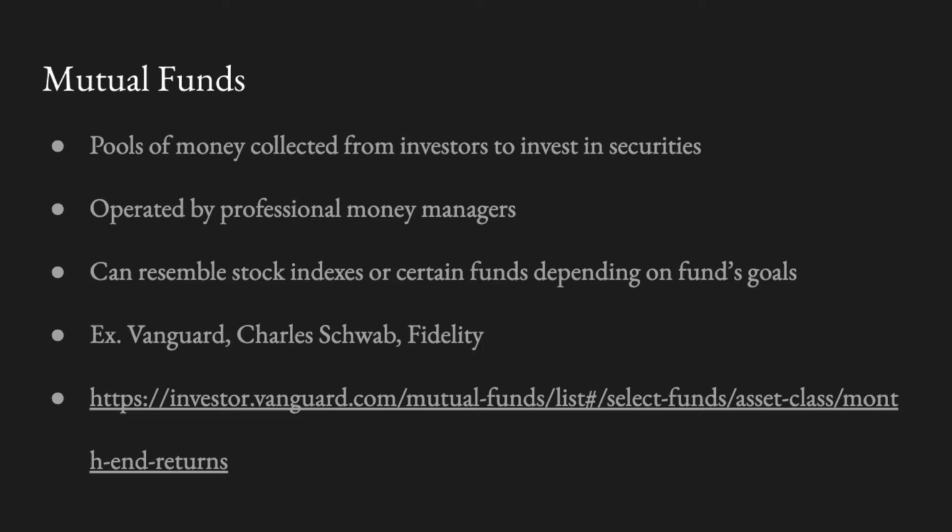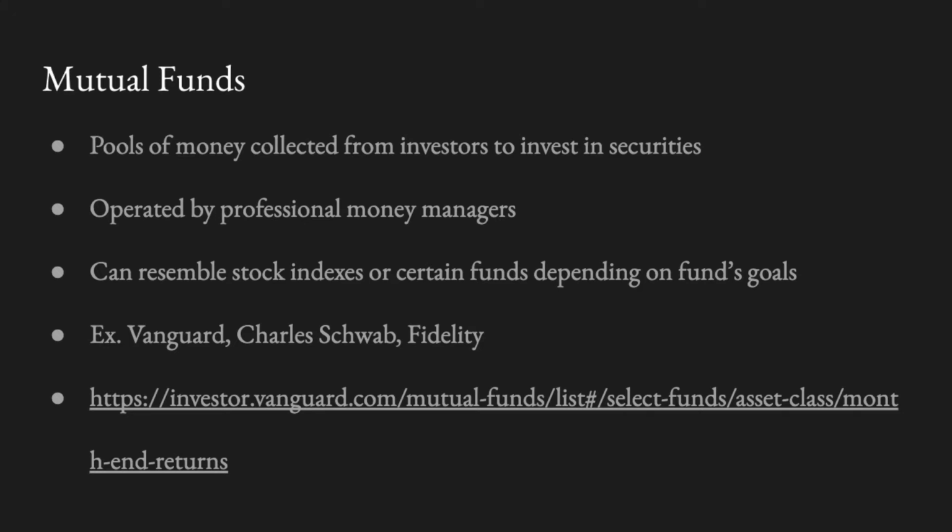So the first option is mutual funds. Mutual funds are pools of money collected from investors to invest in securities. As an investor, you give your money to a mutual fund company, and that company then hires professional money managers, and these money managers pick investments for you based on your needs, your type of risk, etc. Some of the most well-known mutual fund companies are Vanguard, Charles Schwab, and Fidelity.